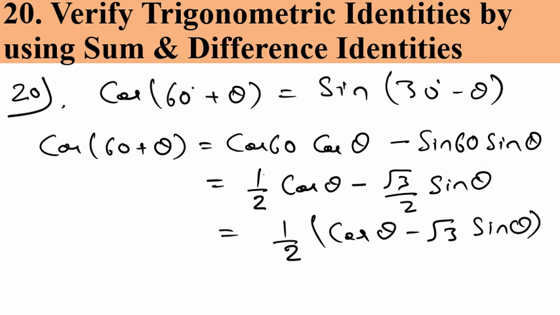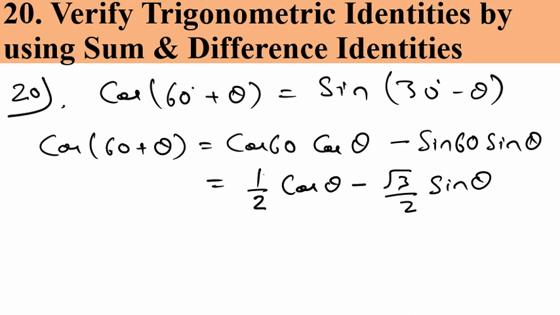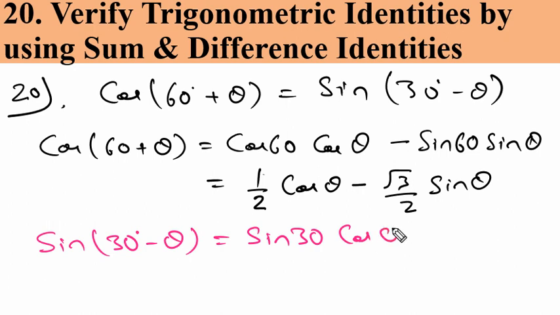But since I don't have enough space, I have to remove it from here. Now let's solve sine 30 degree minus theta. And this is sine A cos B minus cos A sine B.